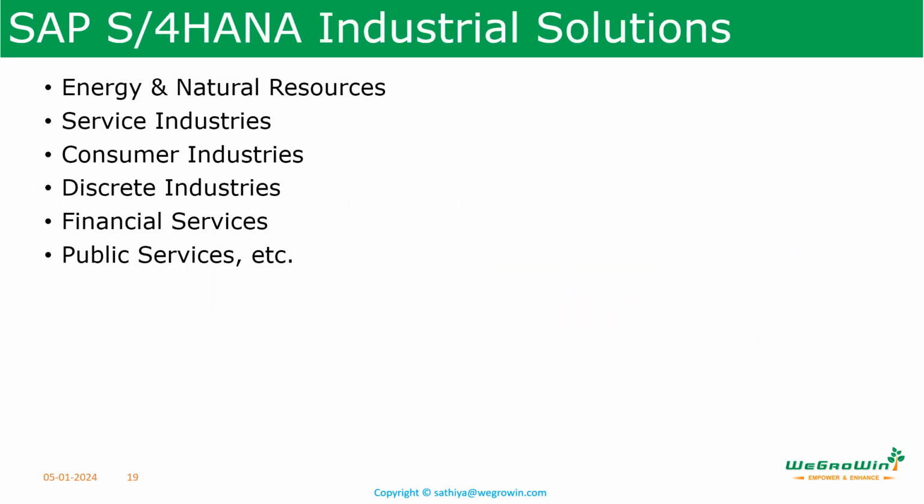SAP S4HANA offers more than 30 industry solutions. Industry solutions are add-ons that provide a tailored system with industry-specific business processes for an organization. It includes categories such as energy and natural resources, service industries, consumer industries, discrete industries, financial services, public services, etc.